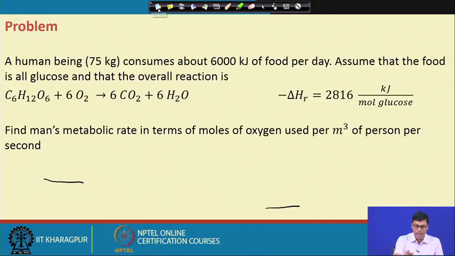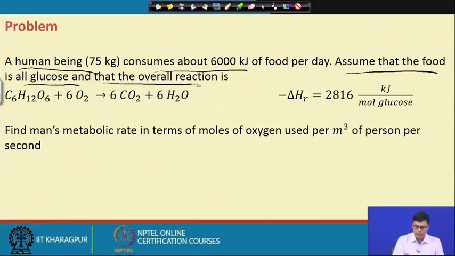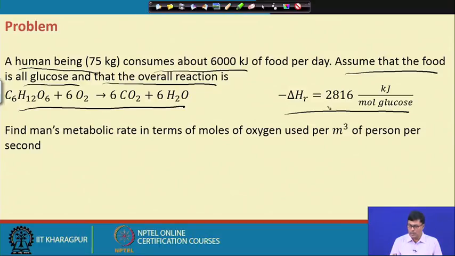Now, the next problem deals with the human system. A 75 kg human being consumes about 6000 kJ of food per day. Assume that the food is all glucose and that the overall reaction is the same as when we burn glucose. In our system we get similar results: 6 moles of carbon dioxide and 6 moles of water. The heat of reaction is 2816 kilojoules per mole.